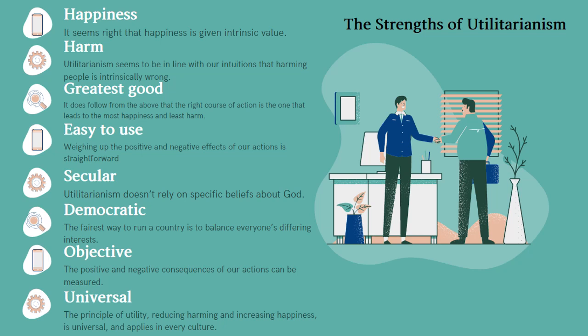So here we have around 8 points of the strengths of utilitarianism. Number 1 is the idea of happiness. It seems right that happiness is given intrinsic value. So it's not just the act itself, but here what is given priority is the happiness. Next is utilitarianism seems to be in line with our intuitions that harming people is intrinsically wrong. So that's the beauty of utilitarianism.